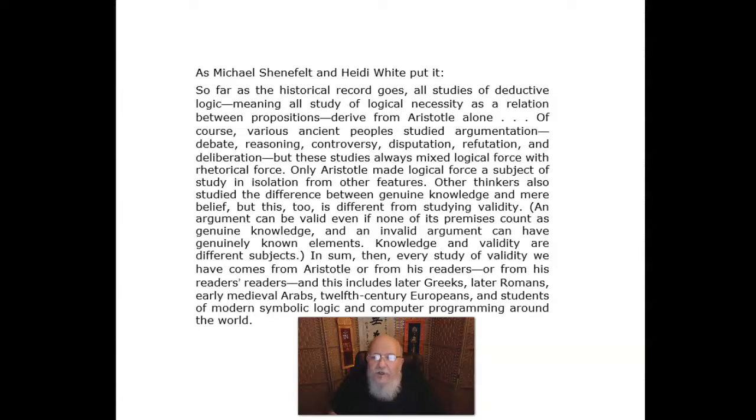Other thinkers also studied the difference between genuine knowledge and mere belief, but this too is different from studying validity. An argument can be valid even if none of its premises count as genuine knowledge, and an invalid argument can have genuinely known elements. Knowledge and validity are different subjects. In sum, then, every study of validity we have comes from Aristotle or from his readers, or from his readers' readers. And this includes later Greeks, later Romans, early medieval Arabs, 12th century Europeans, and students of modern symbolic logic and computer programming around the world.